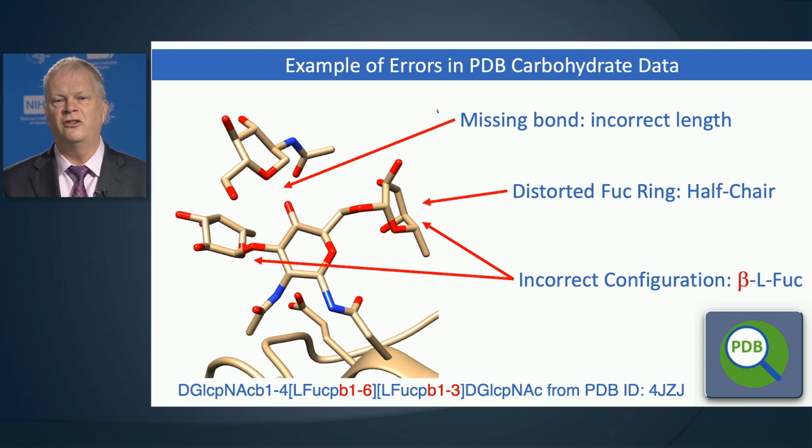This is a deposited structure, and you can see some of the problems in it. There could be missing bonds, there could be distorted chair structures, there could be incorrect configurations. Remembering that sugar polymers are not linear, we have other details that need to be specified, and those specifications can be incorrect. So with this tool, you can find those, and then later, the proposal is that we will allow crystallographers to use this to find errors in their data, and correct it before they deposit it.